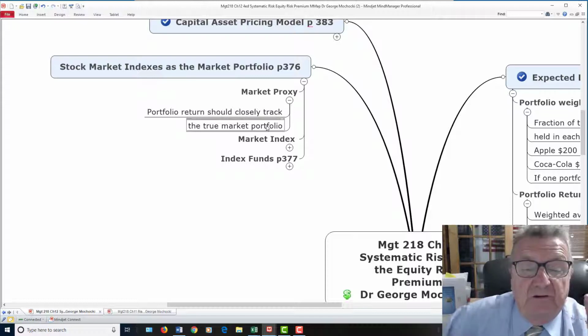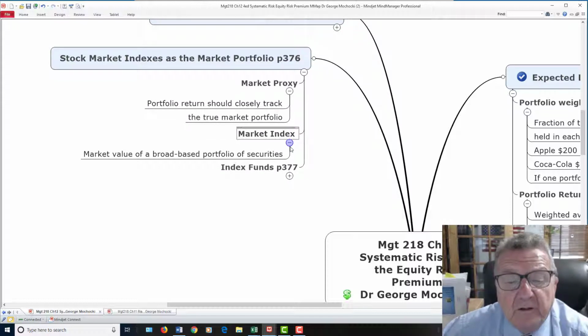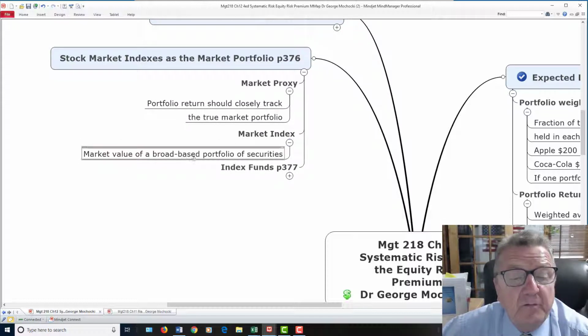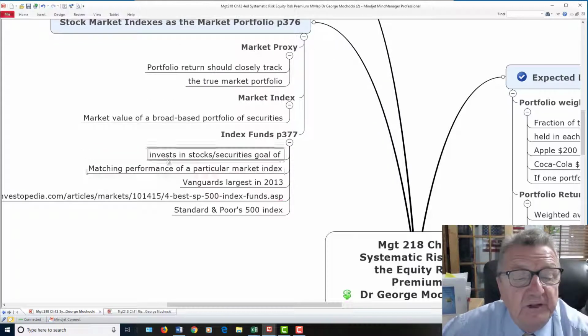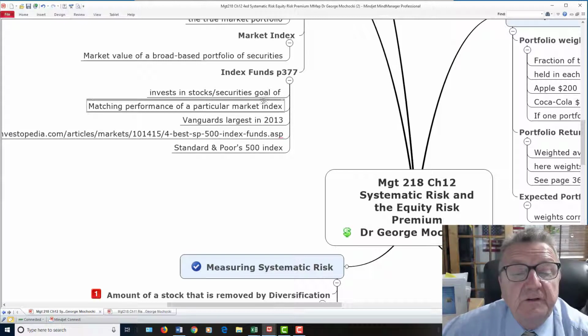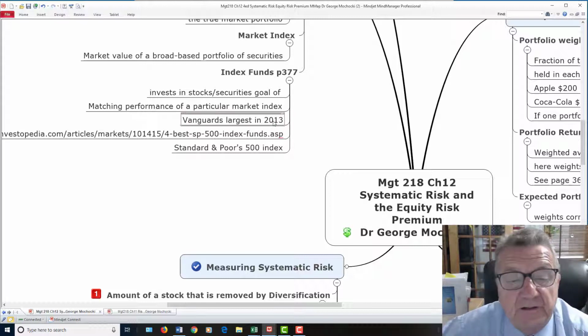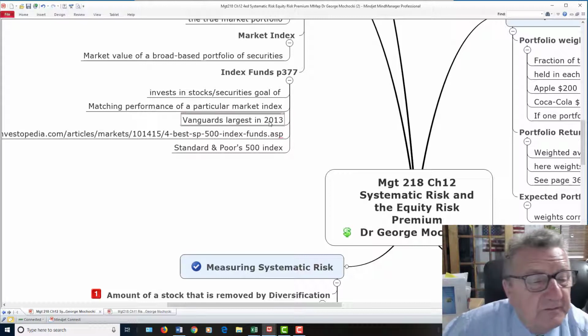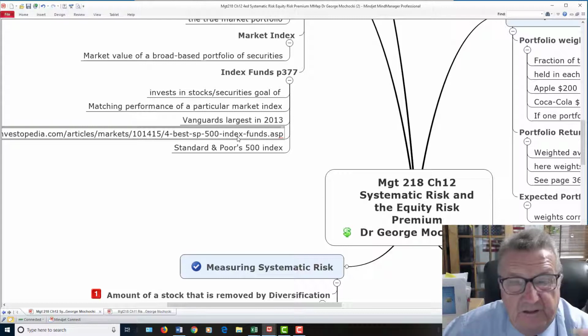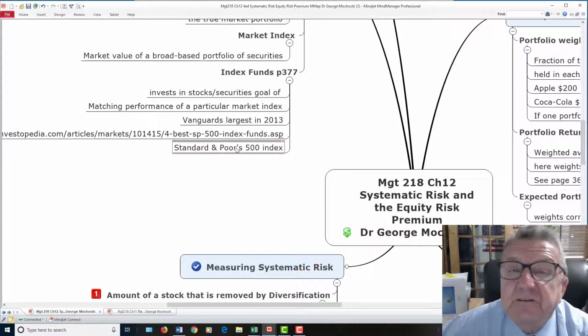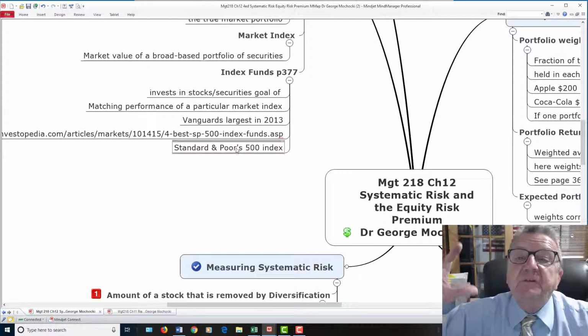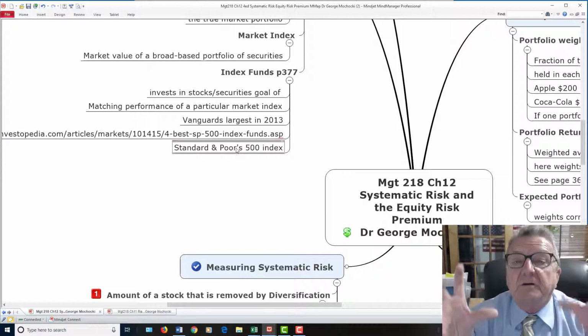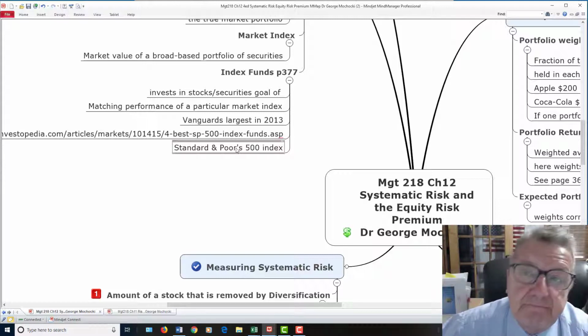I minimize that. Okay, now when I look at market indices, there's a value of a broad-based portfolio of securities. You have different indexes, and here are index funds. They invest in stocks and securities with the goal of matching the performance of a particular market index. Vanguard was the largest in 2013, and I think the author now says 2015. Here's the site, click on there. Standard and Poor's is another index. It just gives you an overall view of the market and certain industries, what's going on.